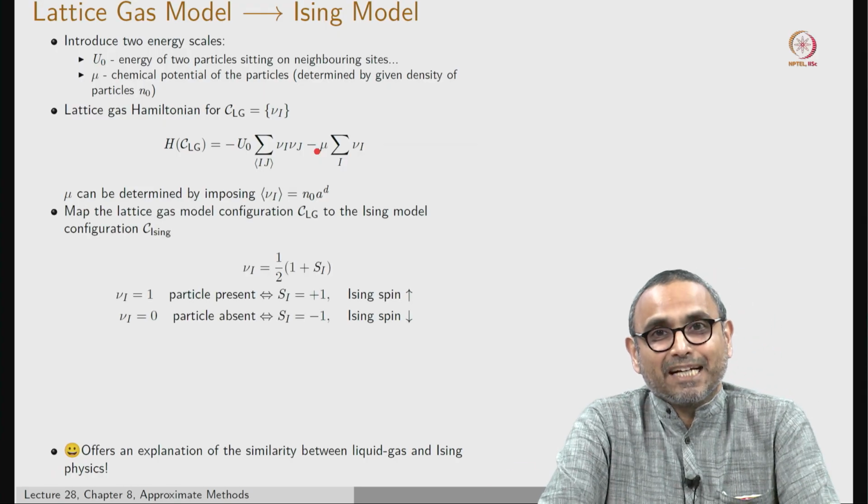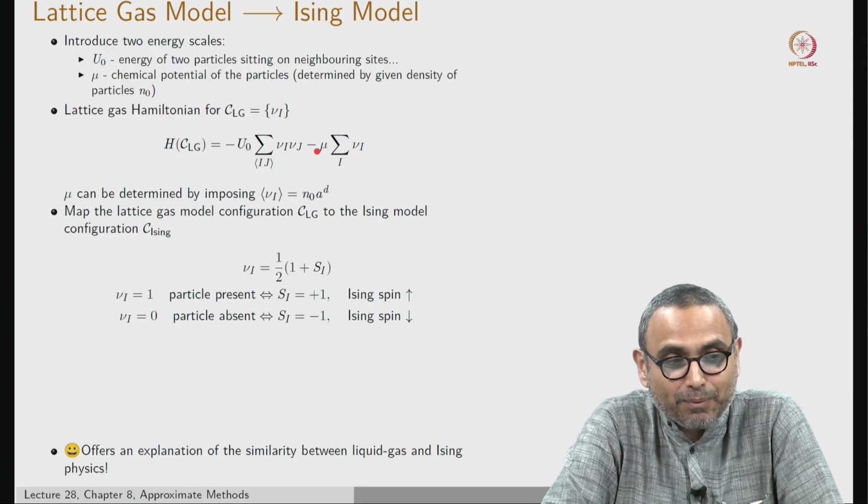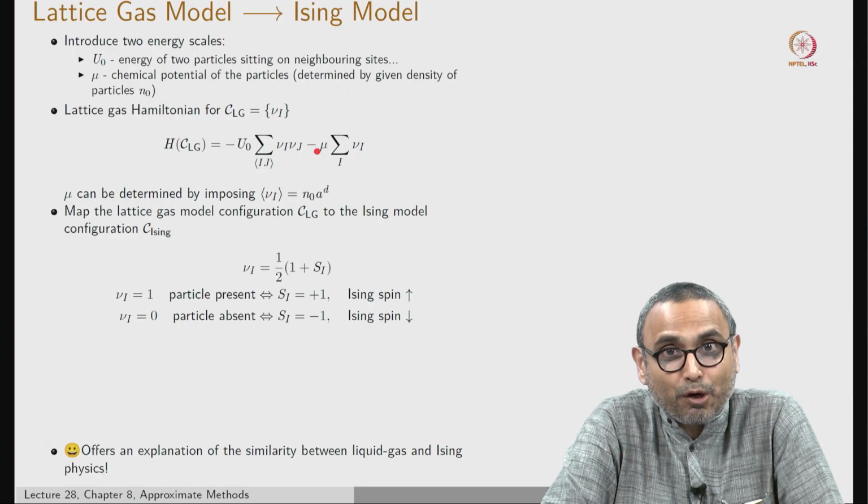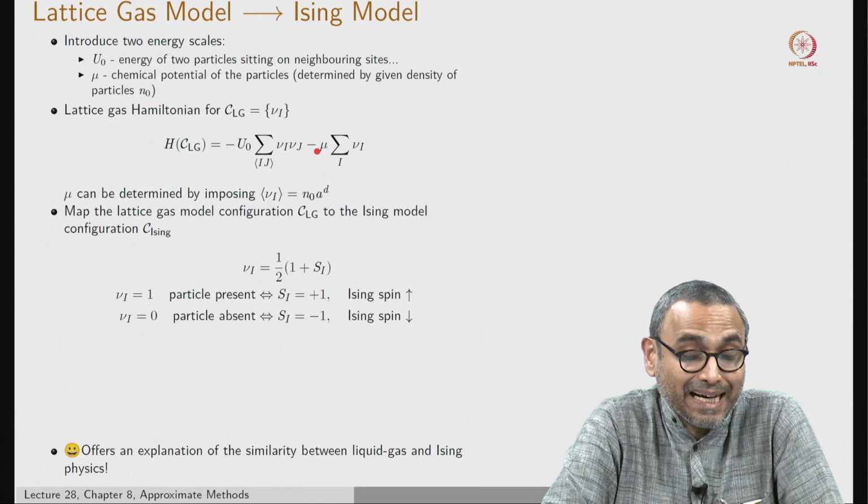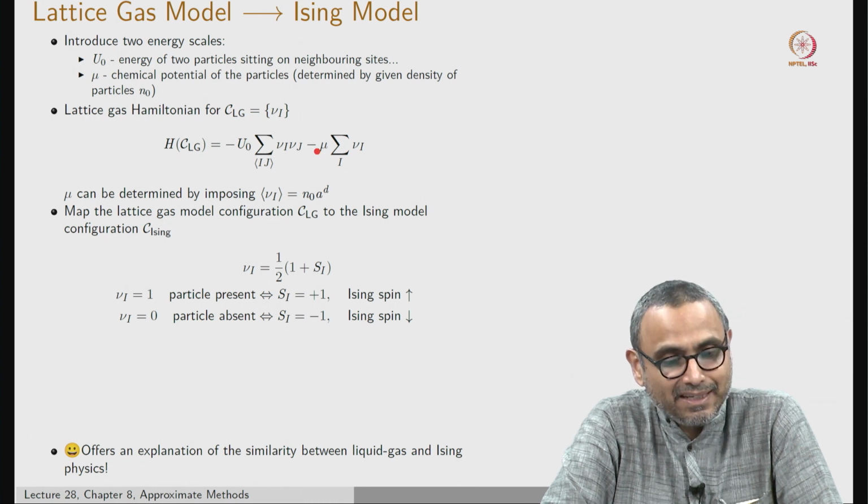Okay. Now my claim is you can take this problem and map it to an Ising model of spins. How do we do that?